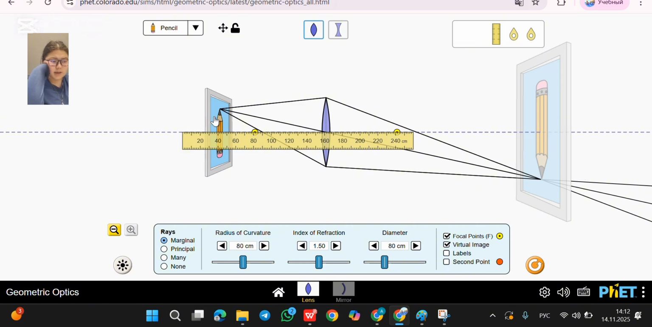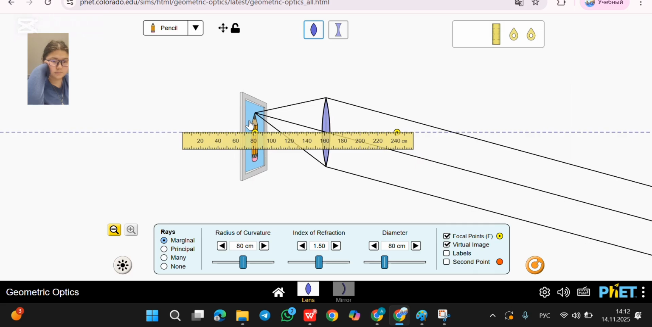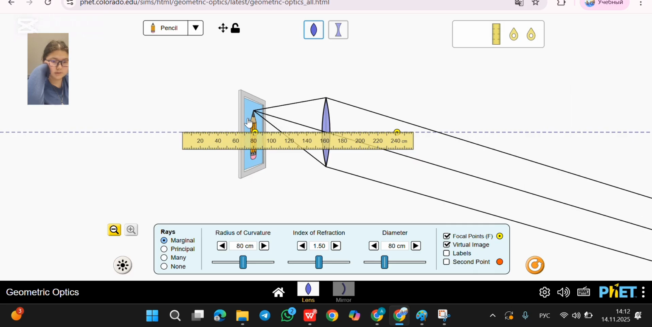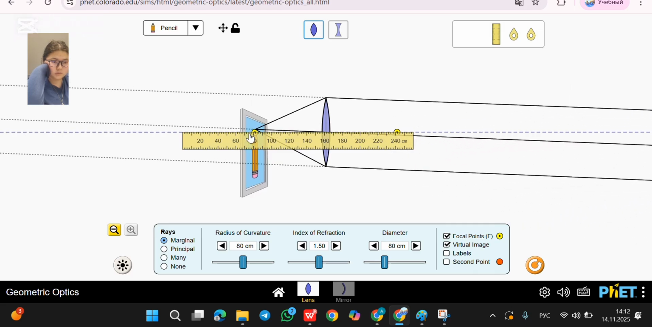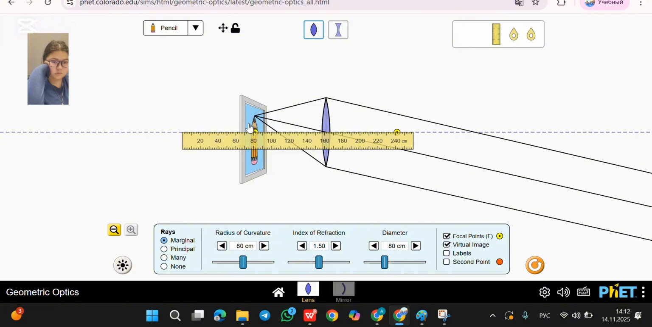Now let's have the object be at the focal point exactly. So we can see that no image is formed on the screen and the rays are parallel. See? The image appears at infinity. We can't see it on the screen.